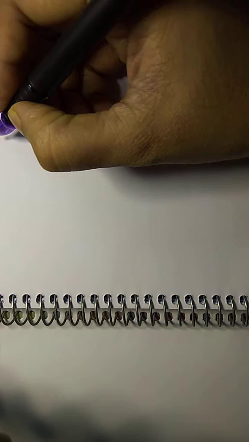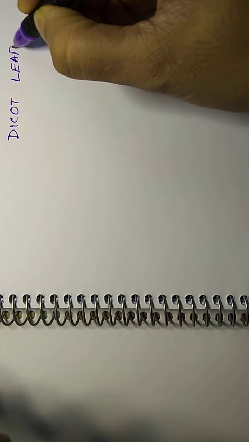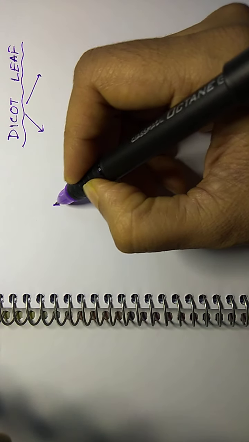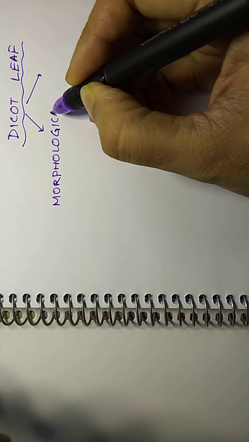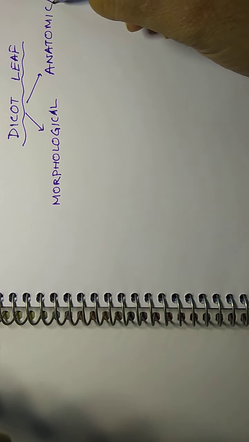Everybody, today we are going to learn some interesting facts about the dicotyledonous leaf. In short, this dicotyledonous leaf is called a dicot leaf. We can study this leaf under two aspects: one is the morphological aspect and one is the anatomical aspect. Let us first discuss what is the morphological aspect of such a leaf.